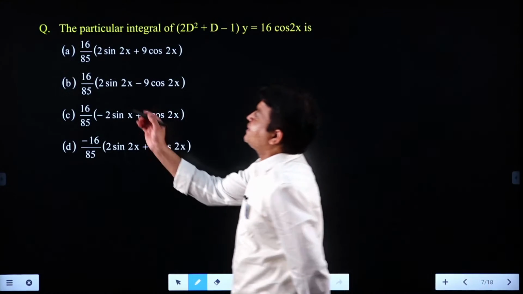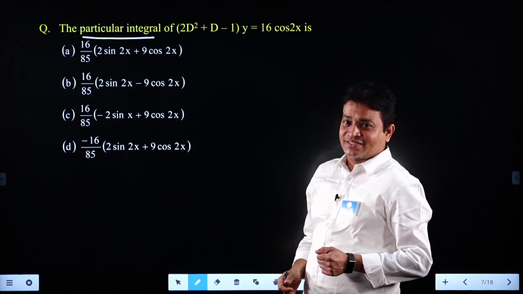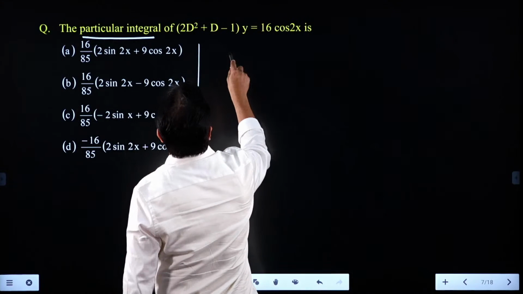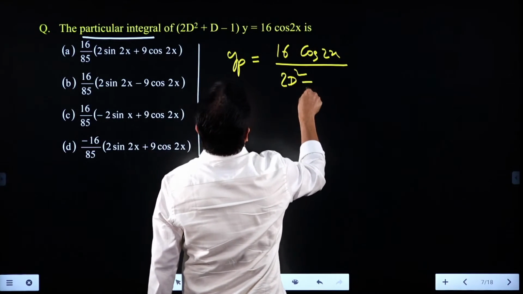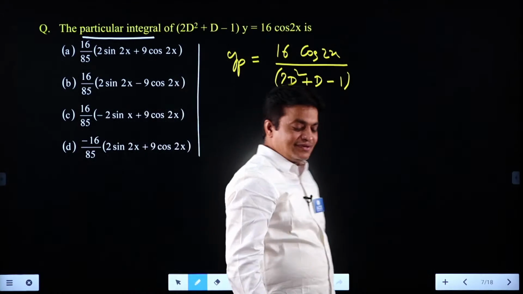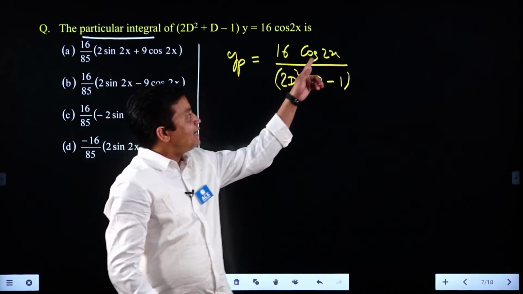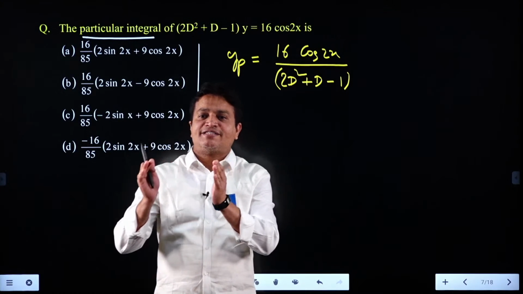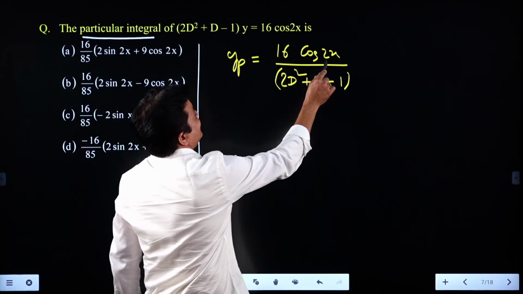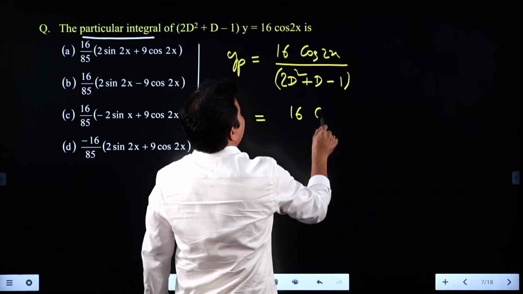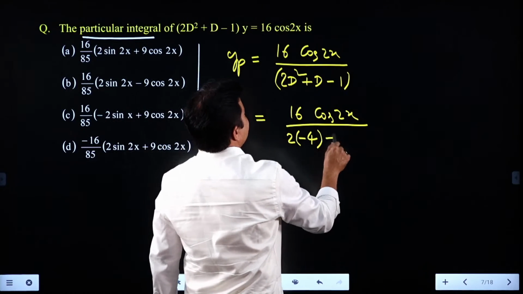Here my question is only the particular integral, the Yp part only. Right side is 16 cos 2x. So what is yp? 16 cos 2x by f of d, which is 2d square plus d minus 1. You know, in the previous problem, e power ax plus b form, in the denominator we replace d by a. But here the numerator is sin or cos, sin of ax plus b or cos of ax plus b. We can replace d square by minus a square. Here cos ax plus b, where a is 2. Replace d square by minus a square. A square is 4, minus a square means minus 4. So 2 into minus 4 plus d minus 1.